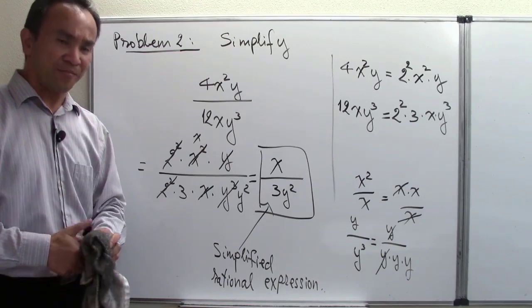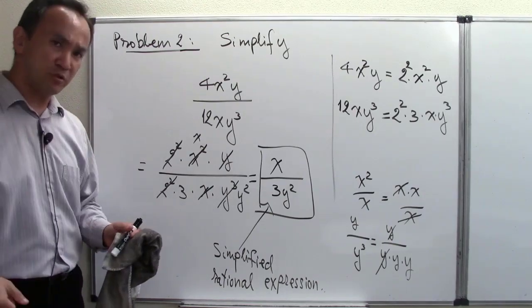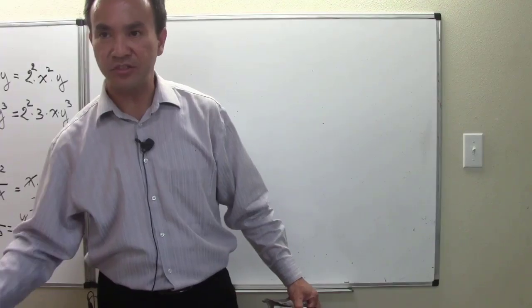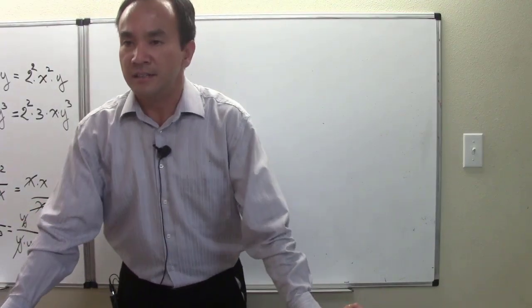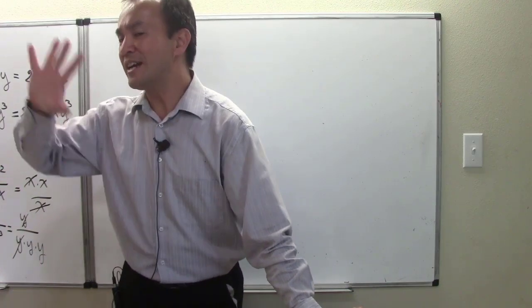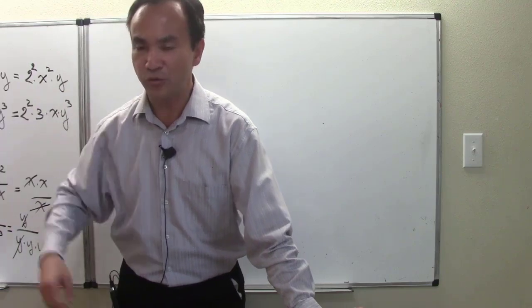That fundamental. So as far as an observation throughout the two demonstration problems right here, we arrive at this observation. Once both numerator and denominator are put into a product of prime factors, any rational expression can be simplified by simply canceling out the common factors. So that's the observation that we have seen throughout the work I've done over the two demonstration problems. Okay, so now let's bring that exact fundamental into an actual problem.